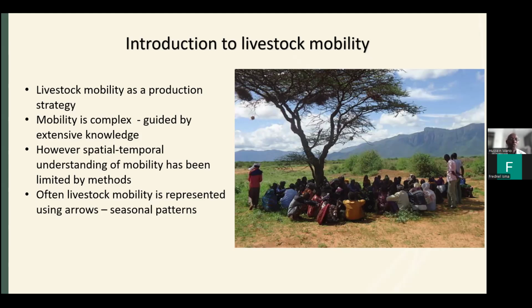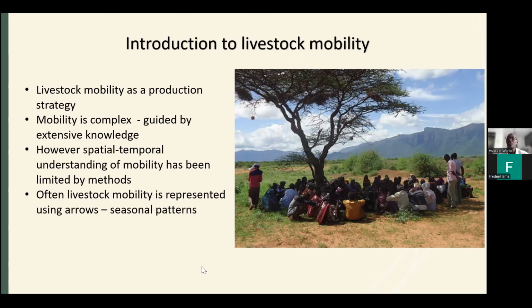And mobility, in terms of its understanding, and that's what I will talk about, our understanding is limited. Sometimes we oversimplify when we talk about mobility and how we present it, often showing mobility in the form of arrows, seasonal mobility.